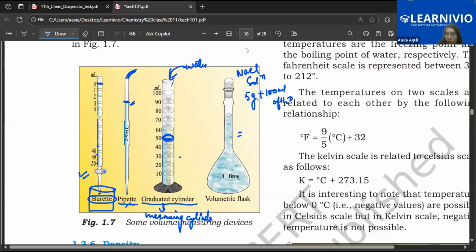So what you are supposed to do is weigh 5 gram of NaCl, and you just pour this NaCl into the volumetric flask.